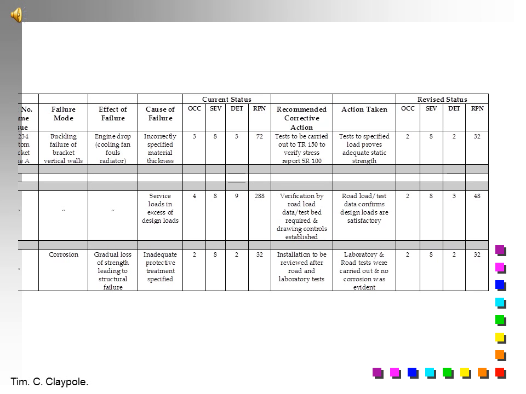The one which had the most importance, or the highest risk priority number, was the service loads in excess of design loads. So we need to verify this by road load data. Once we have the road load data, we can confirm whether the design loads are satisfactory. If we've confirmed that, then the occurrence will drop to 2. The risk of us being wrong has dropped to 3, and therefore our risk priority number has dropped to 48.